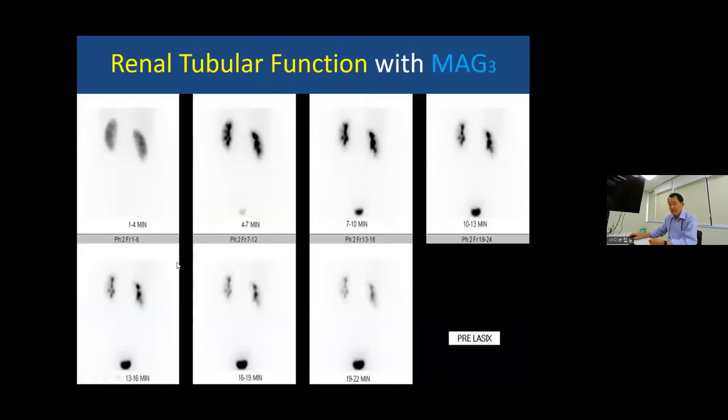Okay, now the MAG3. Okay, 4-7 is the maximum here. And you already see draining into the collecting system. And then it's a washout. This is before the LASIX.